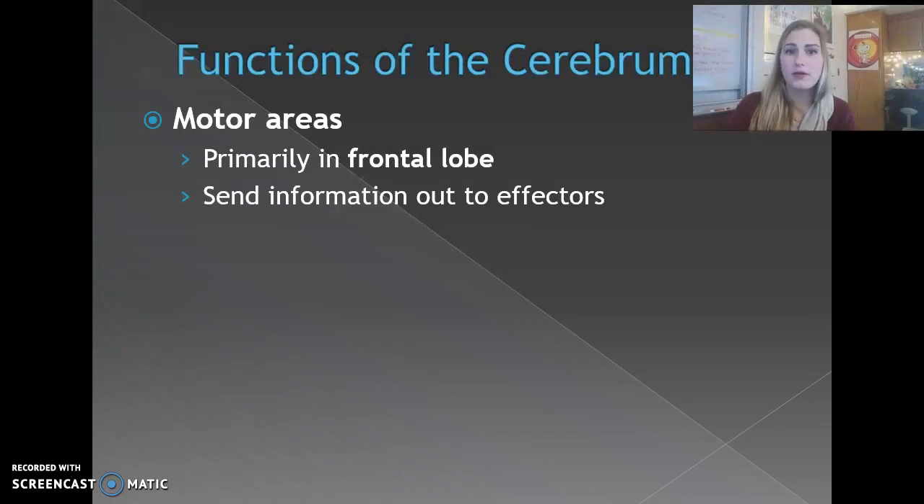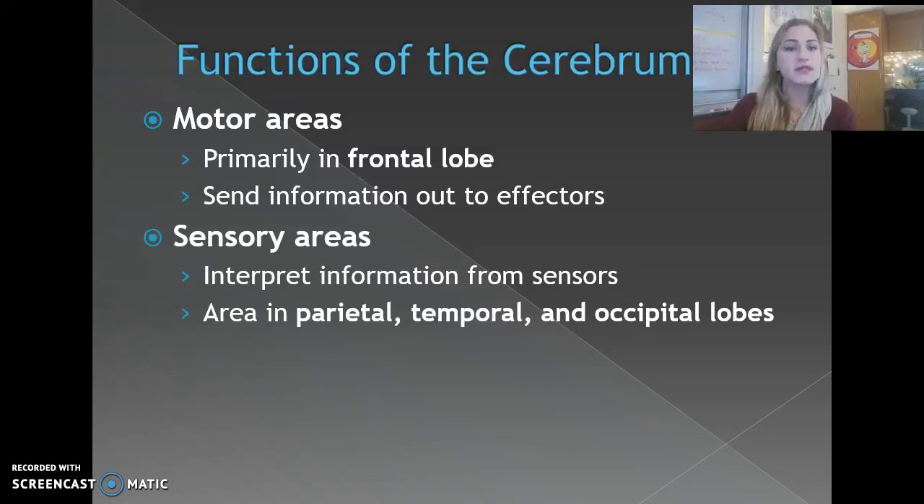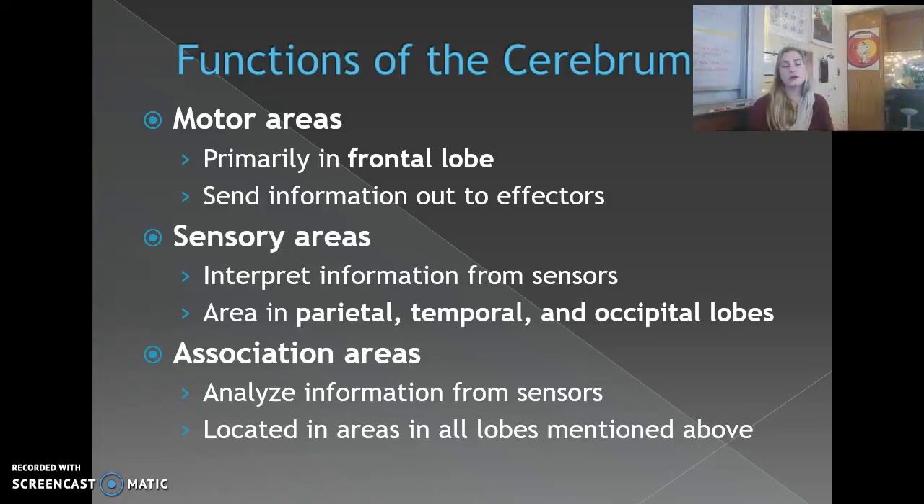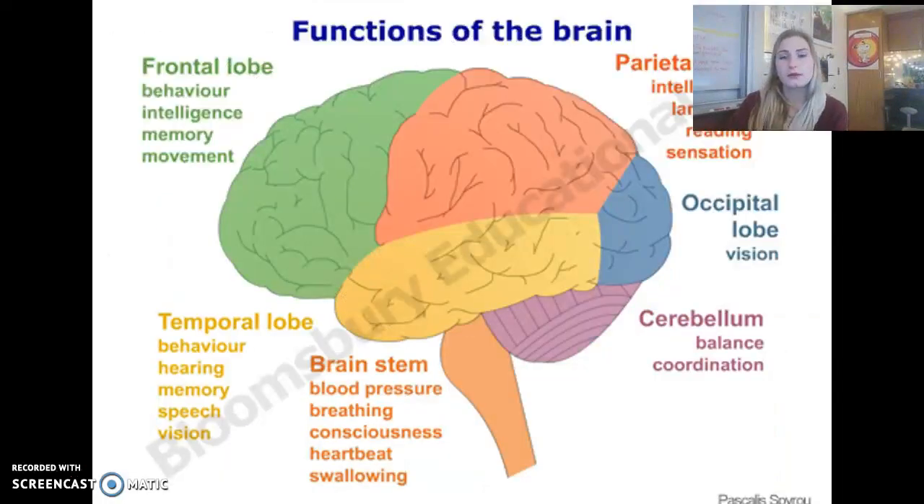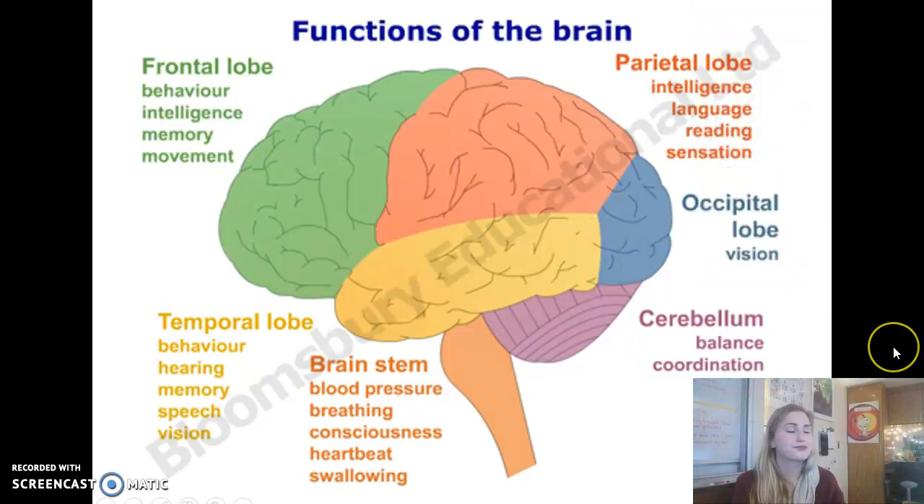So our functions. Frontal lobe is primarily motor coordination, sending out information to the effectors. We have sensory areas, which are the parietal, temporal, and occipital lobes, and association areas. We see a lot of this in all of the lobes. So it's very difficult to say that it only happens in the frontal lobe because that's not necessarily true. You do a lot of critical thinking all throughout your cerebrum. So this is going to be a great slide for you when you are making your model on the paper. The temporal lobe, we see lots of behavior, hearing, memory.